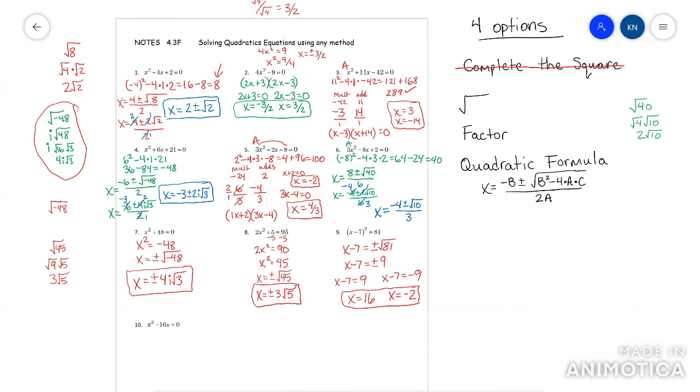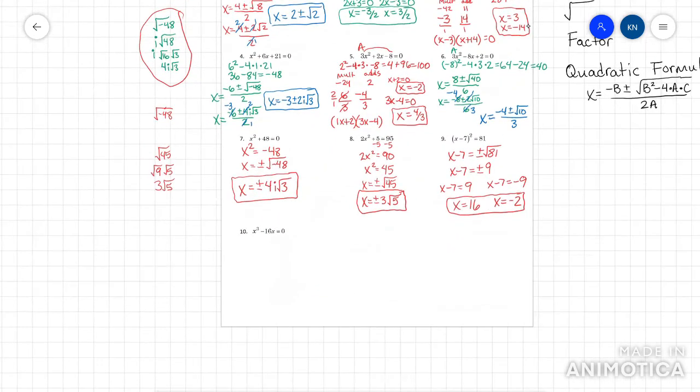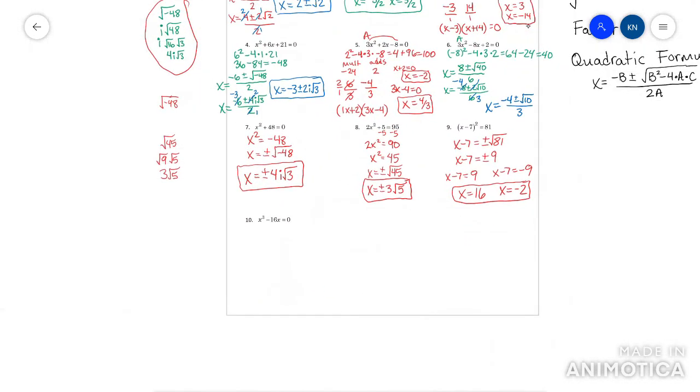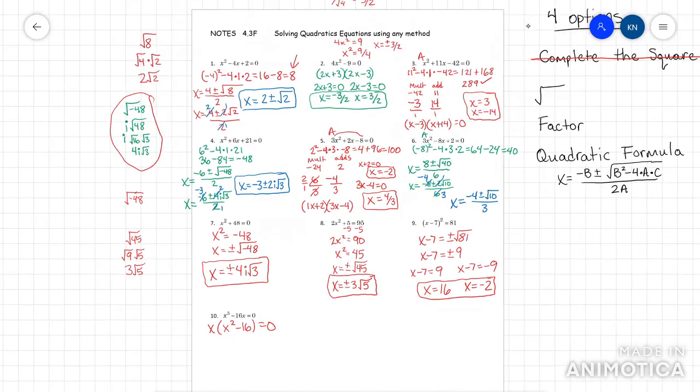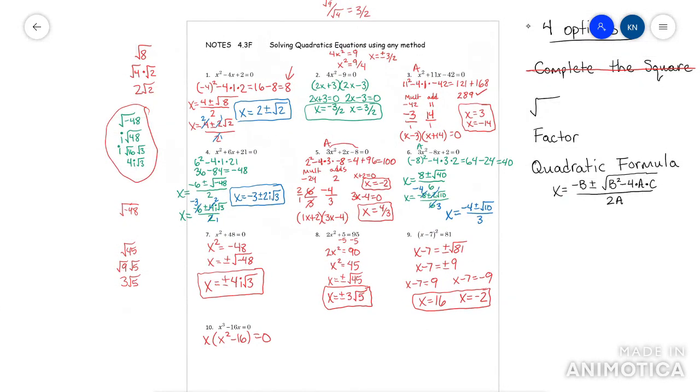And then this last problem is kind of different. It's a cube, but they're just trying to trick you a little bit. Really, you can GCF an x out. Now it's just x squared minus 16. This is a difference of squares. Kind of like problem number 2 up here was a difference of squares.